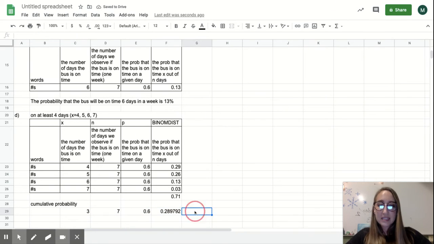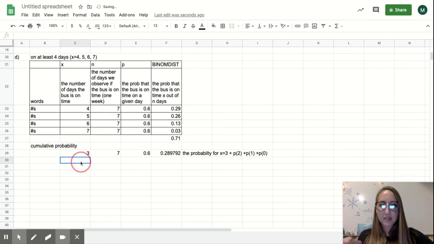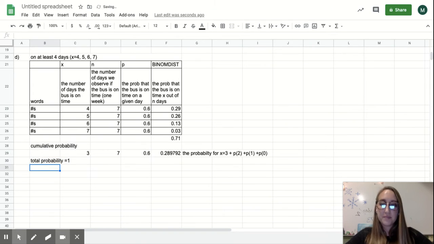Okay, and what this calculated is the probability for x equals 3, and it added the probability, so plus probability that x is 2, and it added the probability that x is 1 plus the probability that x is 0. So it added up everything less than or equal to 3. Okay, and you say, why do we bother with less than or equal to 3 when we want to know greater than 4? But the total probability for this entire distribution has to equal 1.